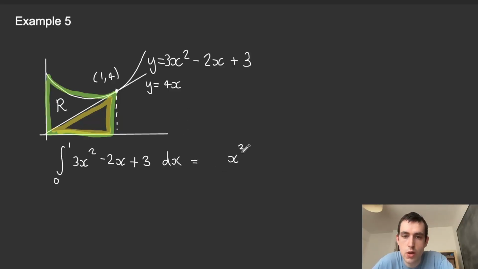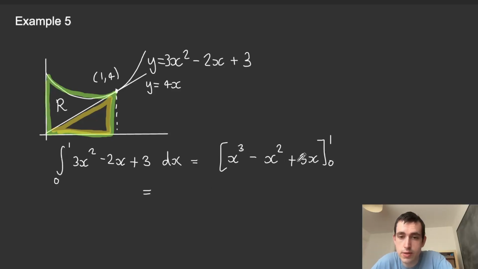So as usual, add 1 to the power. This time if we divide by 3, it disappears. Add 1 to the x to get x squared. Again, divide it by 2, it disappears, that coefficient. And then we're going to add on 3x. And we're going to do this between 0 and 1. When we do this between 0 and 1, the 0 is going to cancel out. And the 1 will give us 1 minus 1 plus 3, which is 3. So the total area, the total green bit is 3, the area underneath the curve.